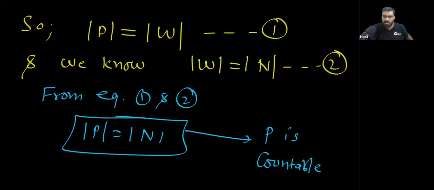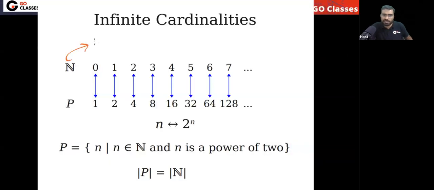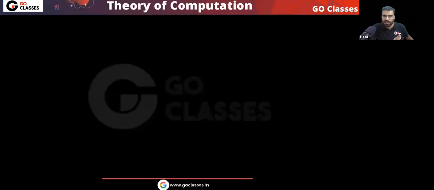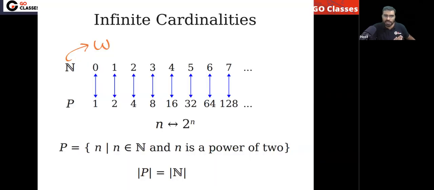I hope you understood this method. Very simple. In the last class, we already saw that W and P have a bijection. Of course, some student is suggesting another method: directly we can create a bijection. Yeah, that is also fine.